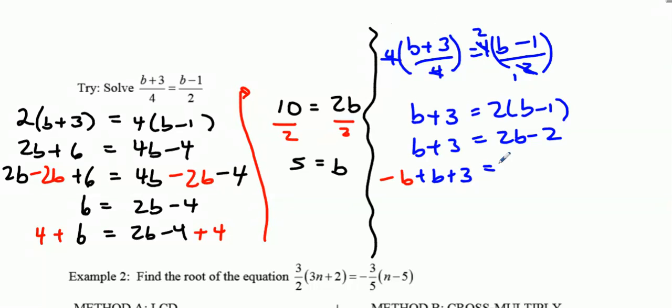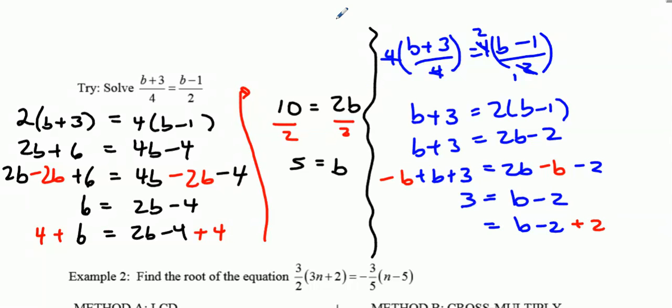And I'm going to do the same thing on this side, 2b minus b minus 2. Okay, so 2b minus 2 is just b minus 2, and this is disappearing, and this is 3. So then I'm going to get rid of the minus 2 by adding 2 to both sides. So plus 2 and 3 plus 2. So I end up with b equals 5. Yay, got the same answer both times.